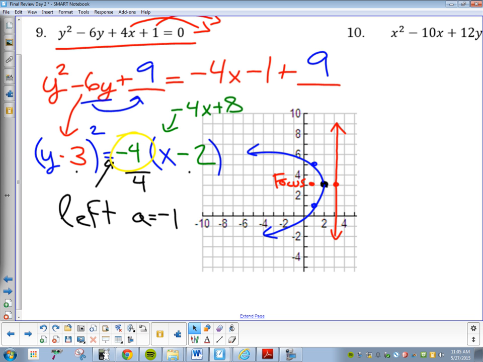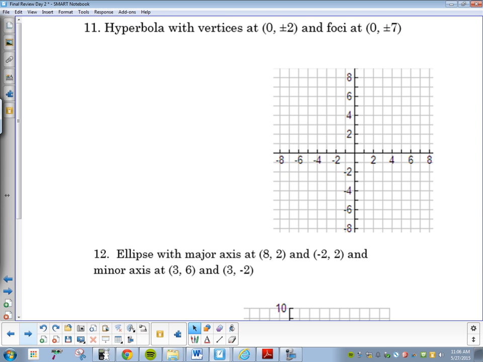It's been a while since we've done it. You've got number 10 next to it. So if you're struggling, try number 10 here in a second, and that will make you better. Other questions here? Let's go to number 11.